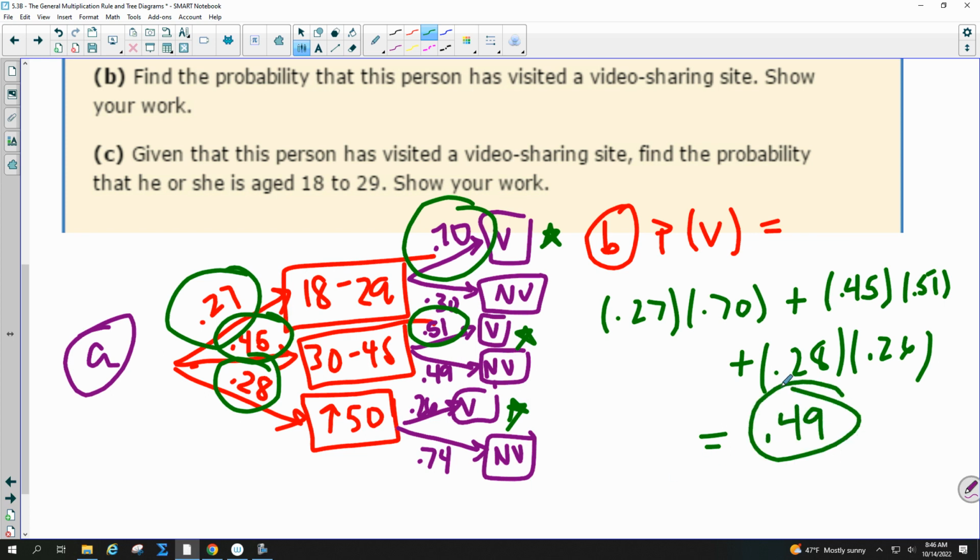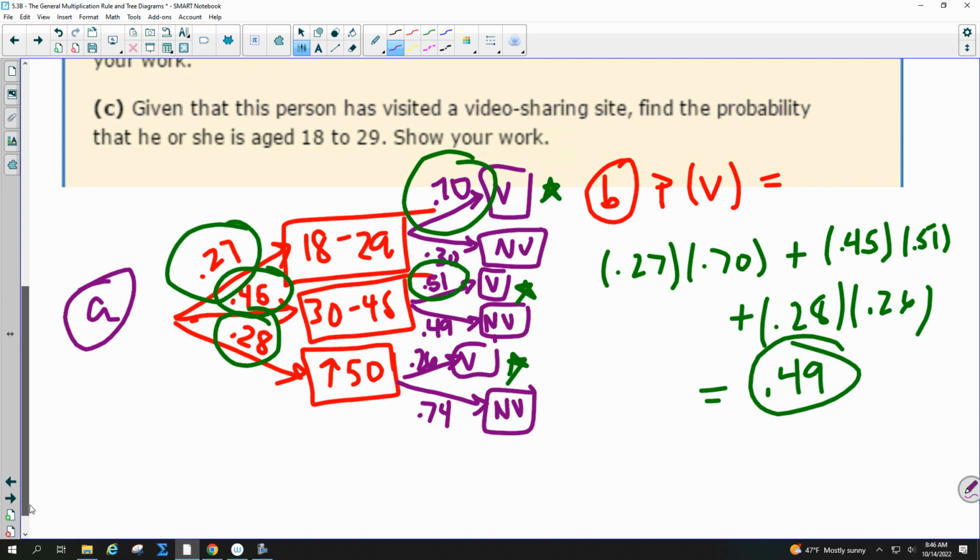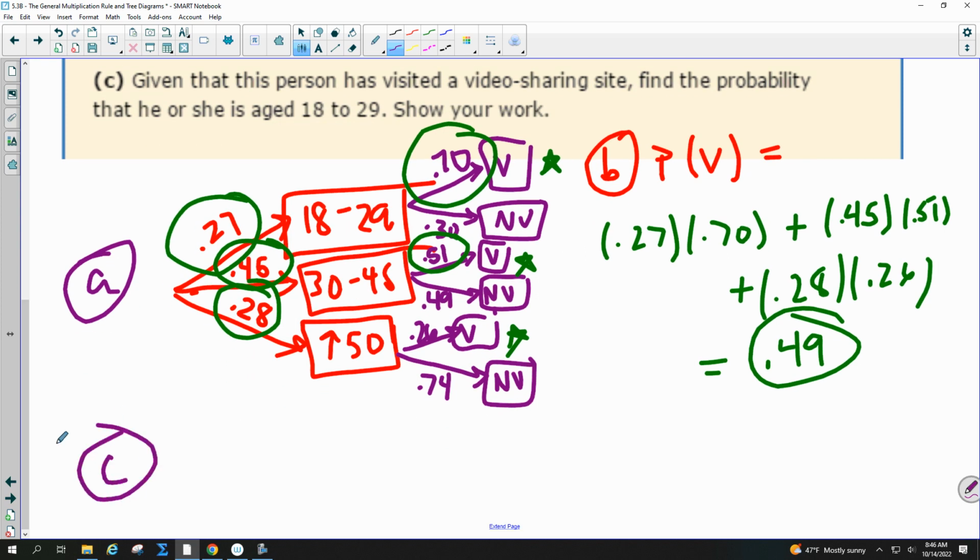All right, part C. Given that this person has visited a video sharing site, find the probability that he or she is aged 18 to 29. Okay, this is my given statement with the formula, which usually leads up to a question like this, okay? So probability of, and we do our little given statement, okay?